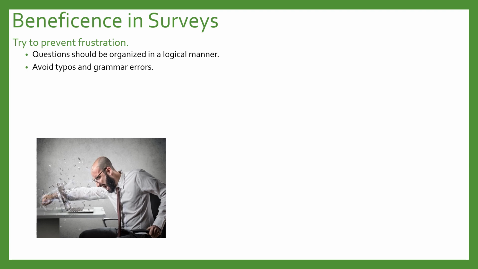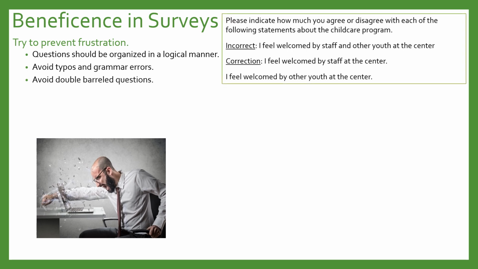Make sure you avoid typos and grammatical errors. They'll take the survey and the measure more seriously if you do that, and it'll reduce frustration. Also make sure to avoid double-barreled questions, or questions that contain multiple things to assess. So if you're asking people how much they agree or disagree with some statements about a child care program, you wouldn't want to say, as a question, rate if you feel welcomed by staff and other youth at the center. That's a double-barreled question. You should not ask about both staff and youth in the same question, because maybe youth are great and the staff aren't. It's very difficult to respond to that.